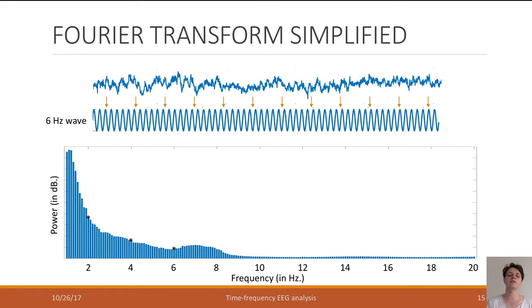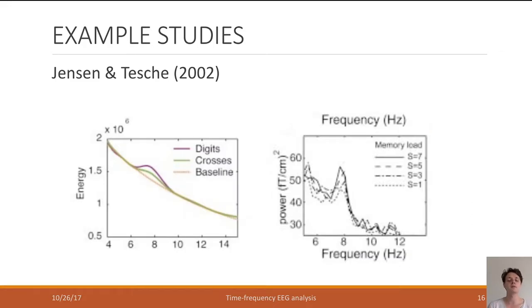And with this, you can do a couple of studies, and one of the nicer studies has been done quite a while ago now. It's almost 15 years ago. It's been done by Jensen and Tesche in 2002, and they basically looked into working memory, and they wanted to find out which type of frequency was involved in working memory. And what they did is they did a very simple working memory paradigm in which subjects were asked to memorize what was on the screen.